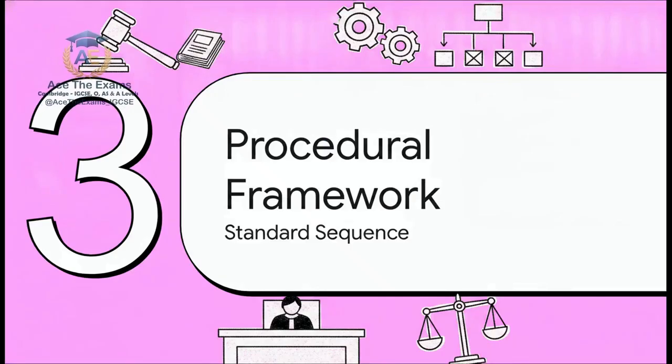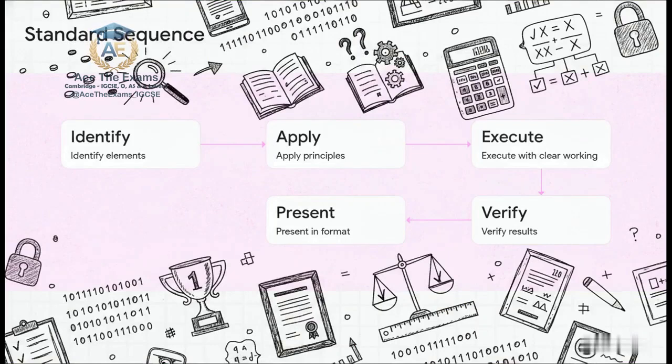Welcome to Section 3. Let's break down the procedural framework. Okay, this is your standardized sequence to secure every single method mark available. This is where we turn this explainer into an interactive workshop. Let's run a quick data scan challenge. Imagine a complex data table on your exam paper, showing customer records.